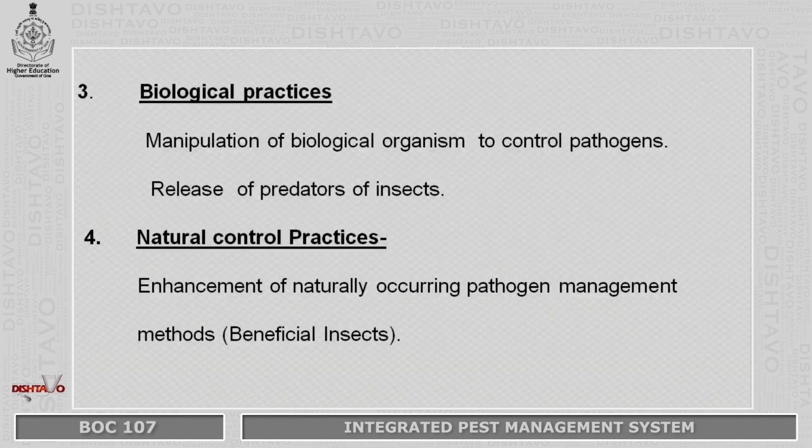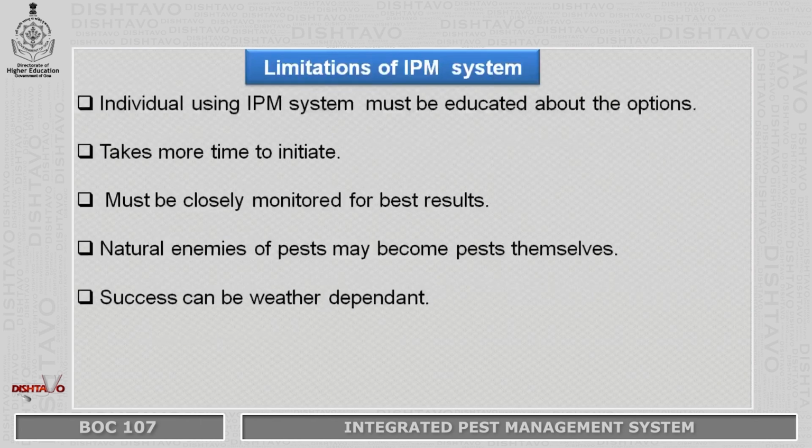Here, the release of predators is done. Some insects and some microorganisms will be released, which will in turn kill the pathogen. Next, we have natural control practices. Here, enhancement of naturally occurring pathogen management methods is done, basically allowing other beneficial insects to grow which will harm the pathogen and which will actually improve the performance of the host.